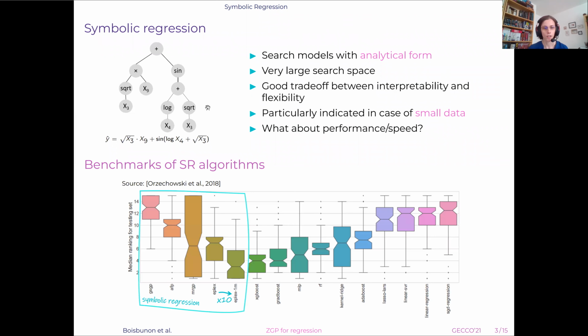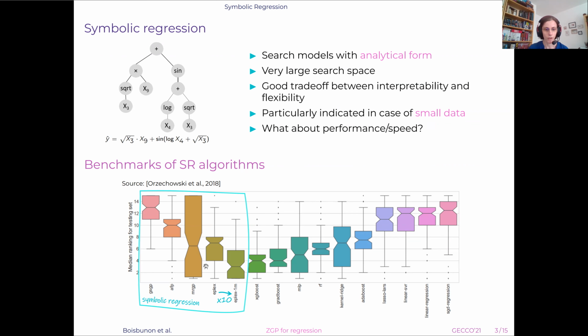So recently, there have been some benchmarks in the literature of symbolic regression, and especially I will cite here the one by Orzechowski et al. So this is a graph that I took from their work, in which they compared symbolic regression algorithms here on the left with traditional machine learning ones.